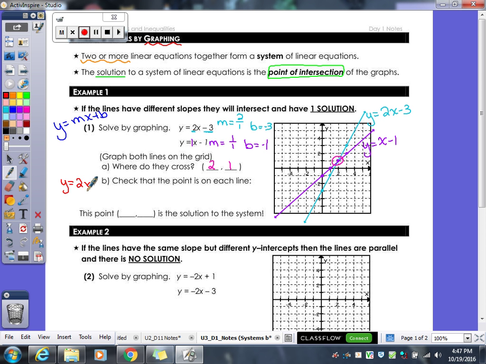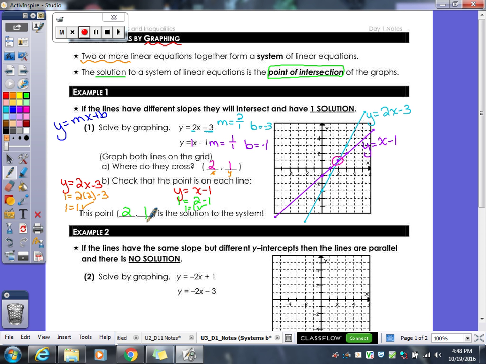So the way we check is we take our two lines and we plug in the solution that we got. So we're going to plug in 2 for x, we're going to plug in 1 for y, and see if it works out. So when I plug it into this equation, I get 1 equals 2 times 2 minus 3. 2 times 2 is 4. 4 minus 3 gives me a 1. So it does work in that first equation. So now we need to try it in the second equation. Again, I'm plugging 1 in for y, 2 in for x. 2 minus 1 gives me 1 equals 1, which again does check out. So the point (2, 1) is in fact the solution to our system.